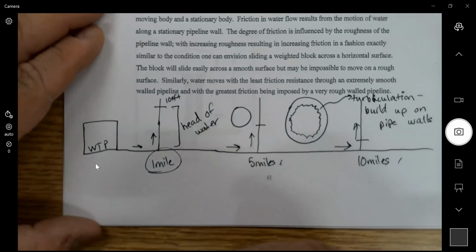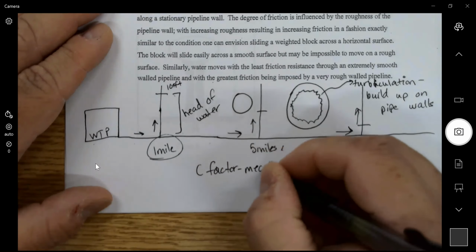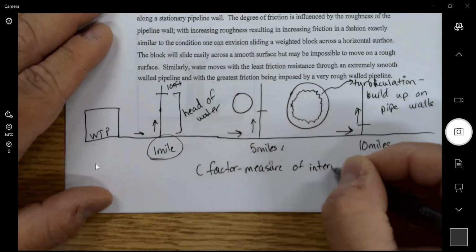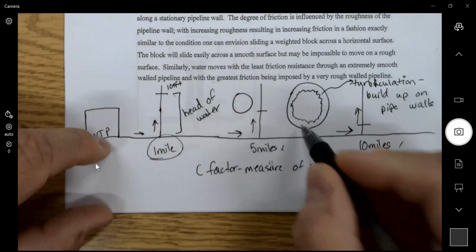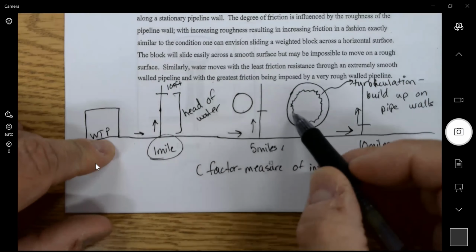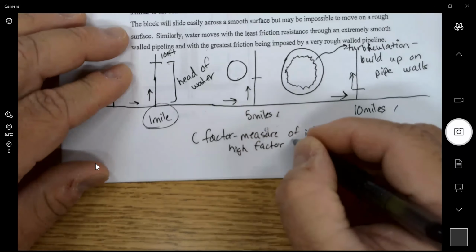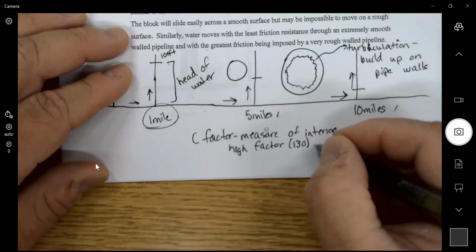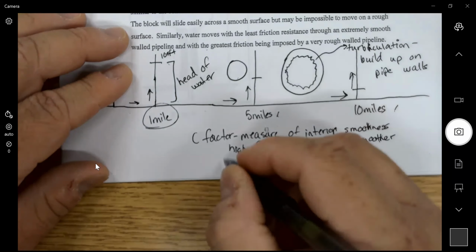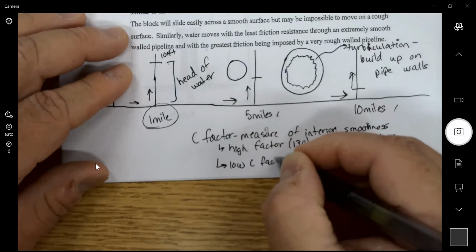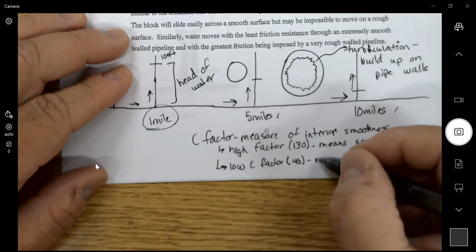Okay. So this buildup is also measured as a thing called C factor. C factor is the measure of interior smoothness. So your old cast iron pipe that looks like this versus your new ductile iron that looks like that, there's going to be a different C factor for both of these. So high C factor, like we'll say 100. Most ductile iron nowadays is about 130, mortar lined. That means smoother. And low C factor, somewhere around 40 is what old cast iron like that is. That means rough.